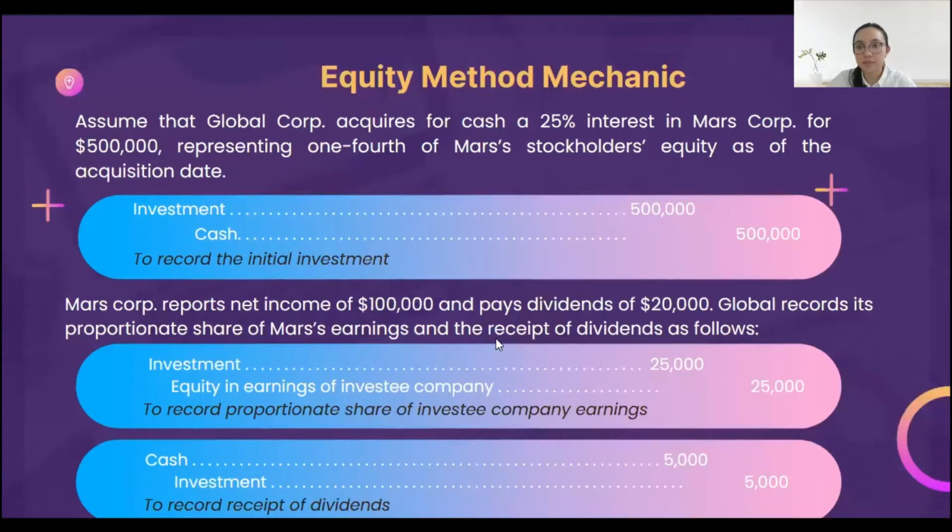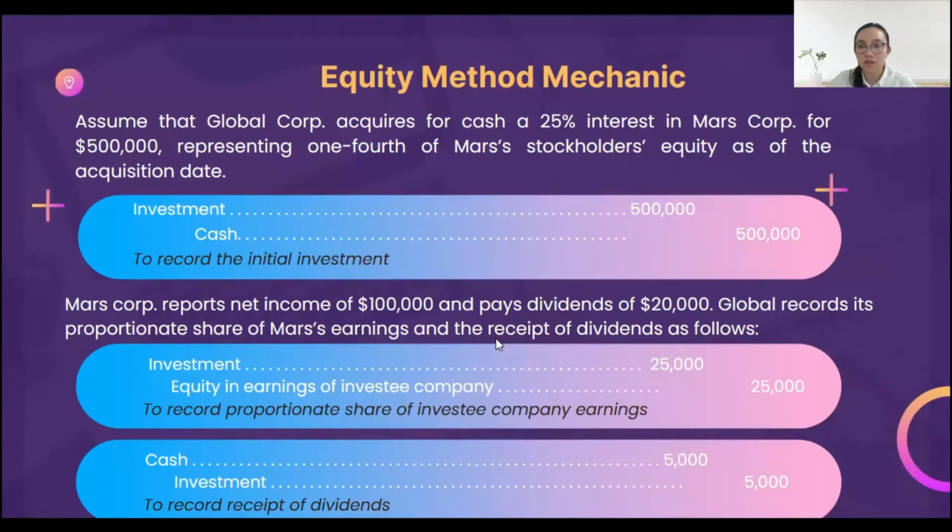Here is an example of how to record the equity method. Assume that Global Corporation acquired for cash a 25% interest in Mars Corp for $500,000. To record this initial investment, the journal entry is investment in the debit and cash in the credit.